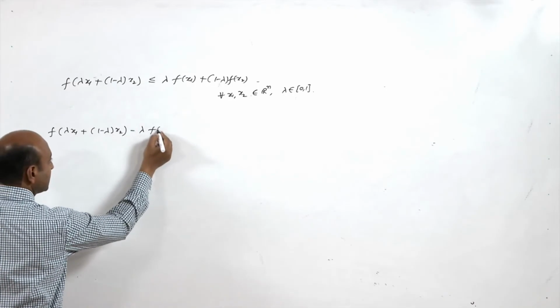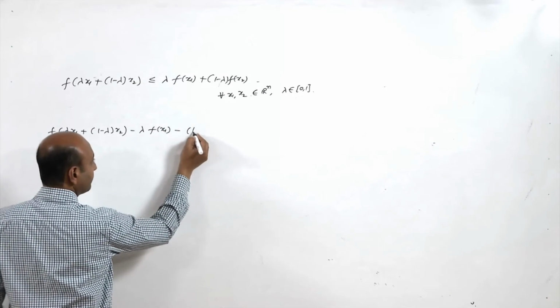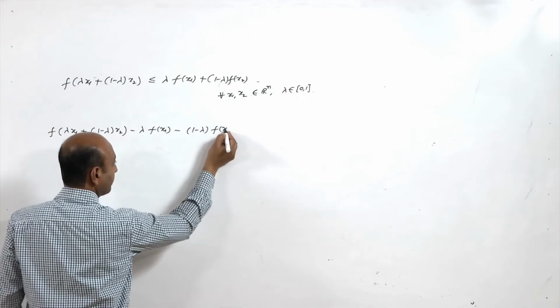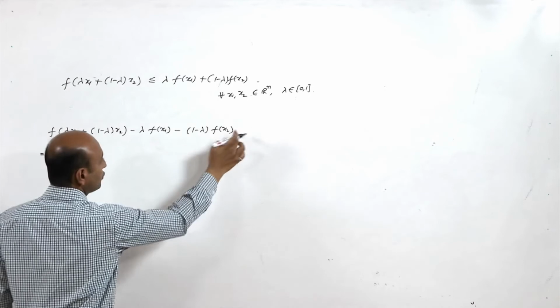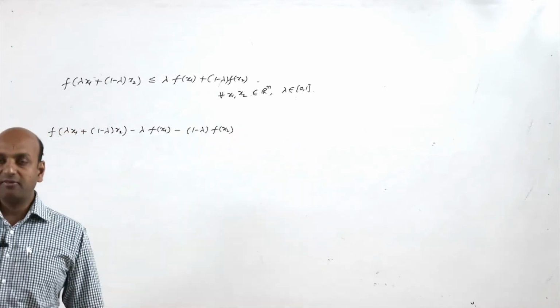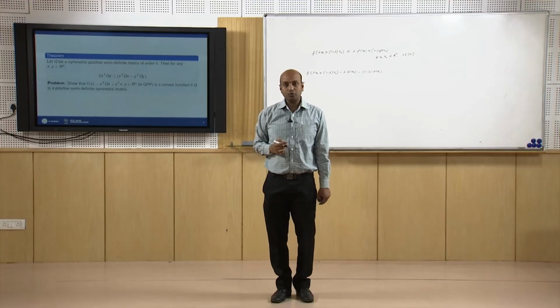Let us take this side. So, this is equal to, we have to show that this is less than or equal to 0, okay. Then we can say the function f is convex.